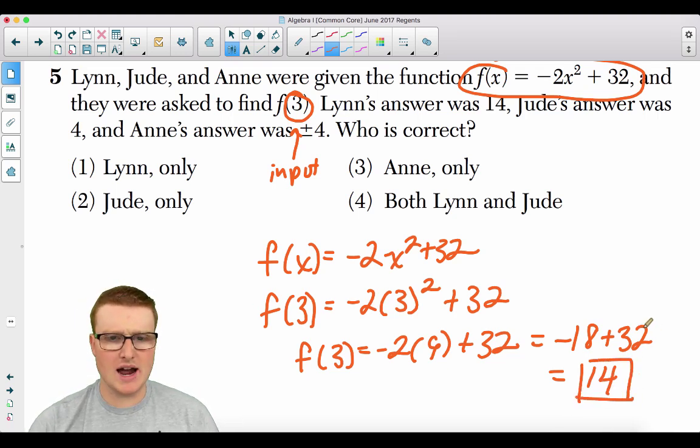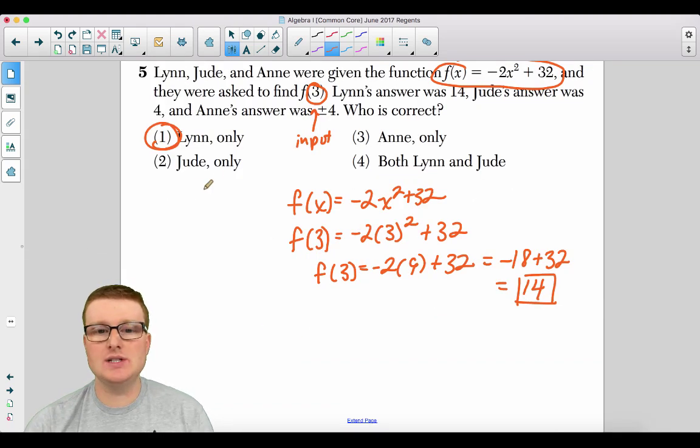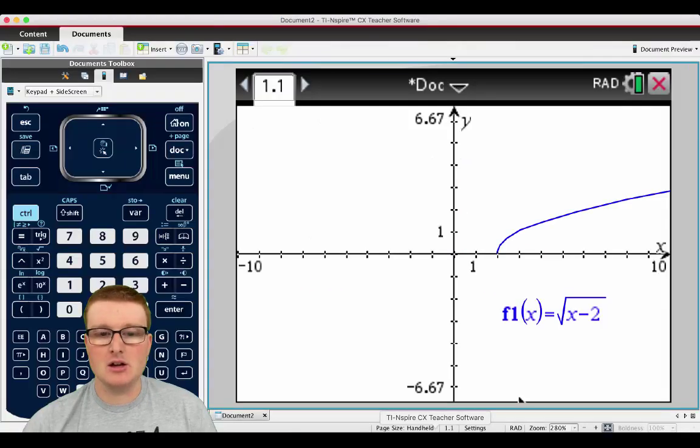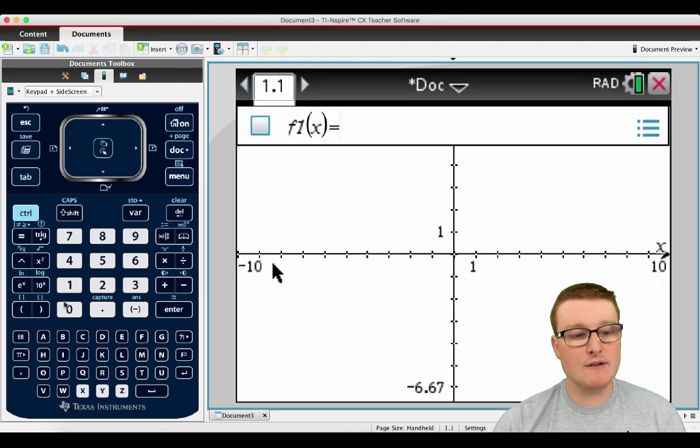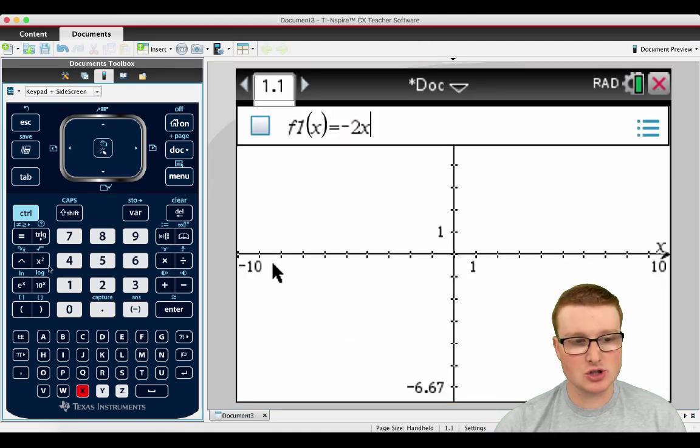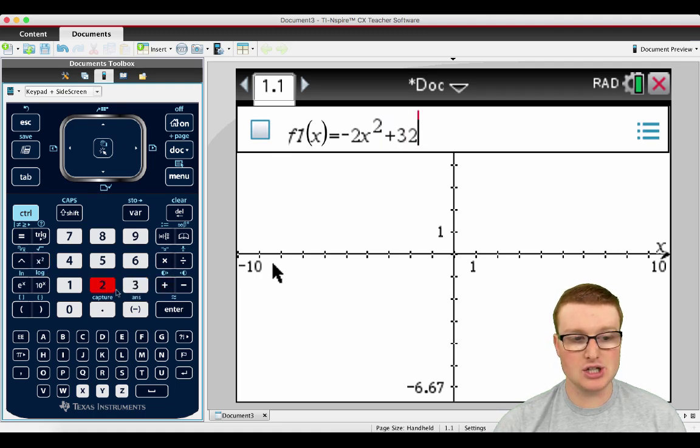So who is correct? Lynn's answer was 14. Jude's answer, okay, so it's Lynn only. Your answer is choice 1. Now, let's just say you did not know how to do that. There's another way to do it. Go to your graphing calculator, go to your graph page, and type in the function negative 2x squared plus 32.